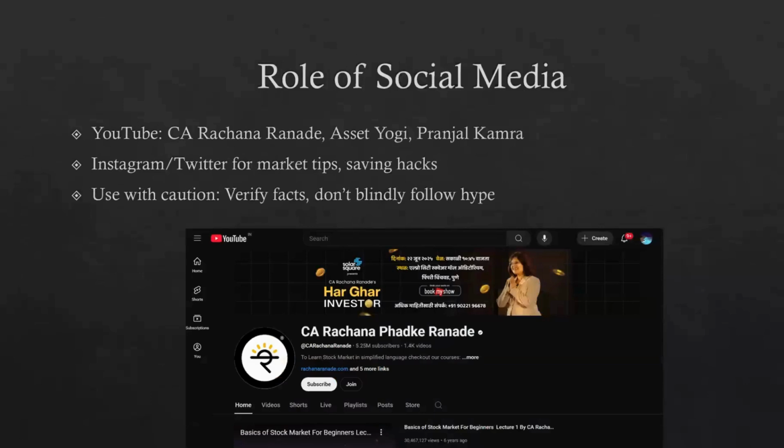Moving on to the role of social media. Instagram and YouTube are new hubs for learning. Influencers like CA Rachna Ranade, Pranjal Kamra, and Asset Yogi explain finances through reels and videos. However, always verify the information before blindly trusting it, because it can be a fraud also. Viral financial hacks should not be blindly trusted. This is CA Rachna's YouTube channel profile, where you can get everything verified.